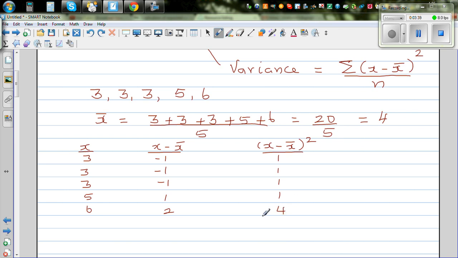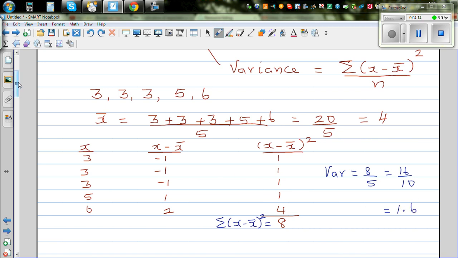So variance is the sum of this. You add this up: 4, 5, 6, 7, 8. So this is 8. According to this formula, this is nothing but sigma (x minus x bar) squared, which is 8, and 8 over 5 is 1.6.